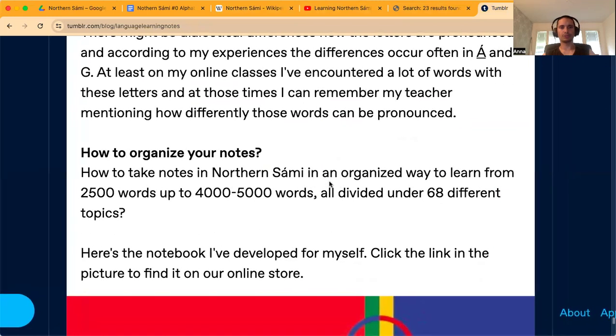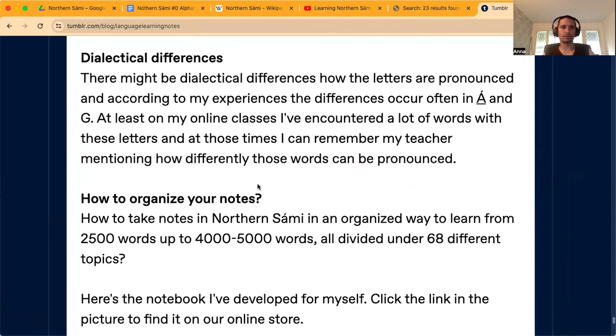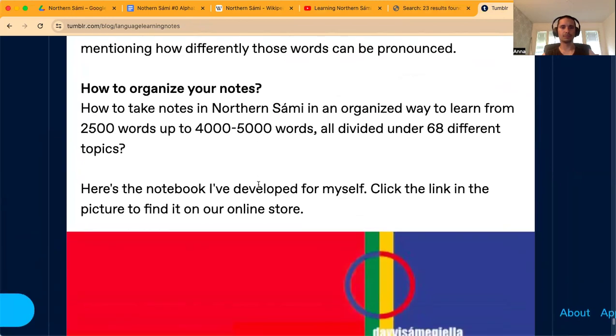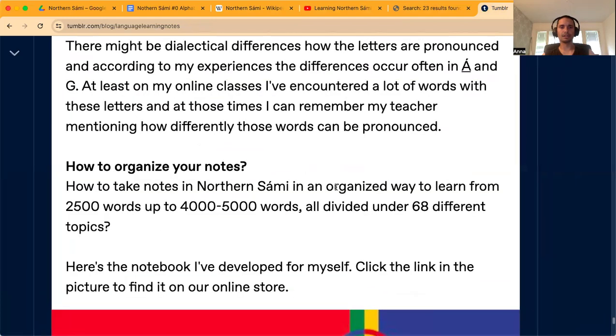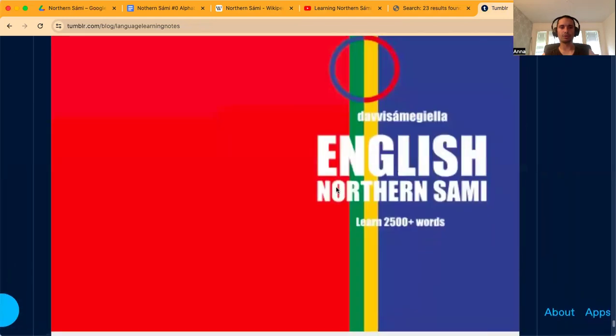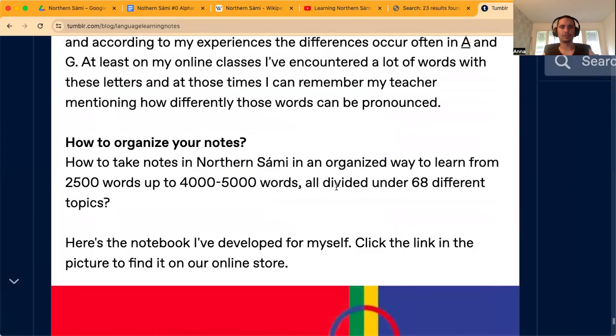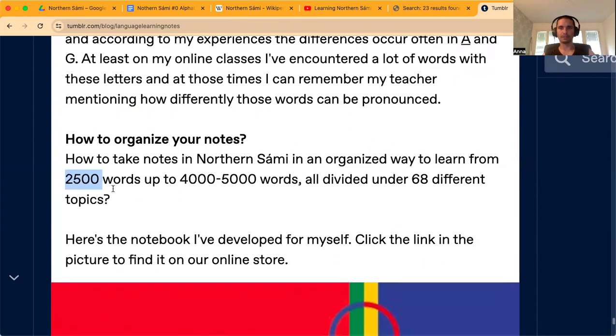And how to organize your notes with our notebook. So we have, like I said, 68 different topics, and we will go through all the different chapters. So you will learn at least 2,500 words by filling in the blanks on the left pages.